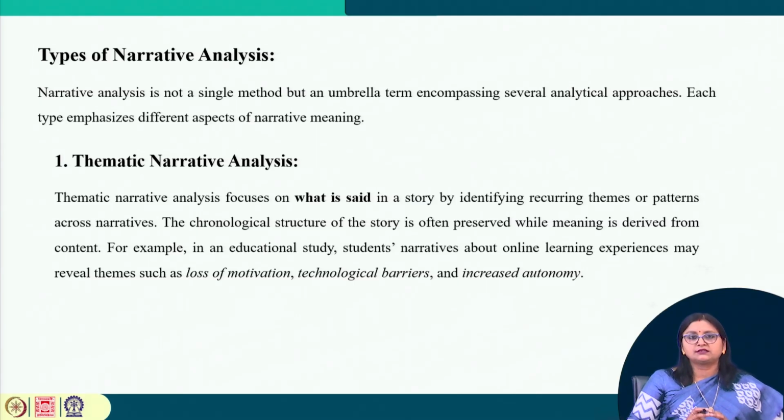Thematic analysis focuses on what is said in a story, by identifying recurring themes or patterns across narratives. The chronological structure of the story is often preserved while meaning is derived from content. For example, in an educational study, students' narratives about online learning experiences may reveal themes such as loss of motivation, technological barriers and increased autonomy.